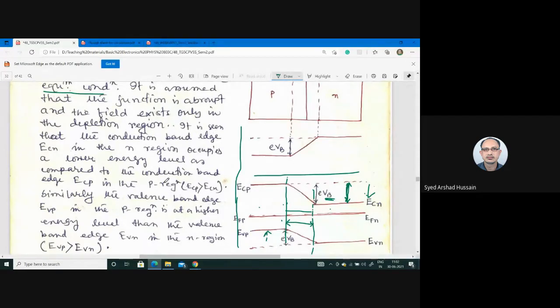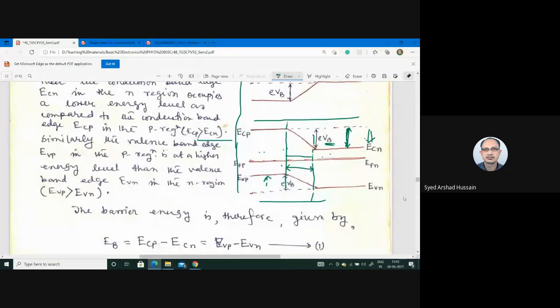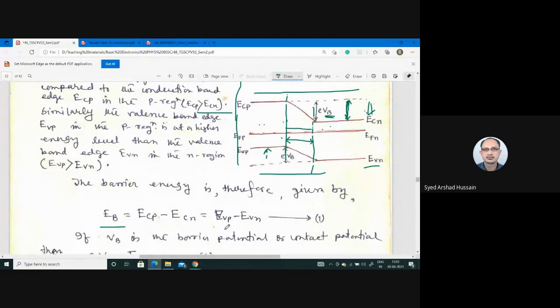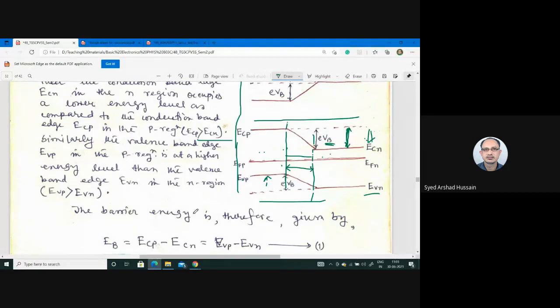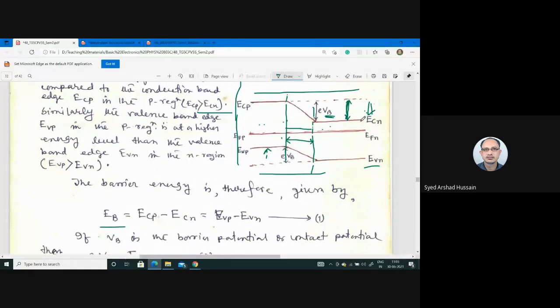It is seen that the conduction band edge ECN in the N region occupies a lower energy level compared to the conduction band edge ECP in the P region. This is because electrons are moving from this side to this side, so as a whole the energy level goes down here and goes up there. So ECP is greater than ECN. Similarly, EVP is greater than EVN. The barrier energy can be written as EB equals ECP minus ECN, or EVP minus EVN.